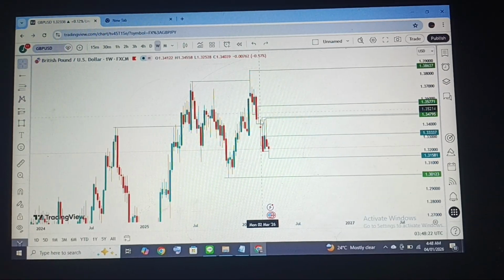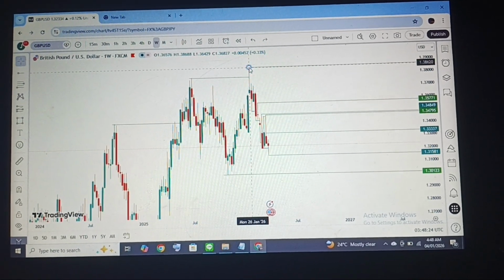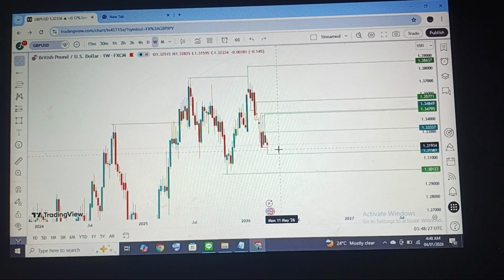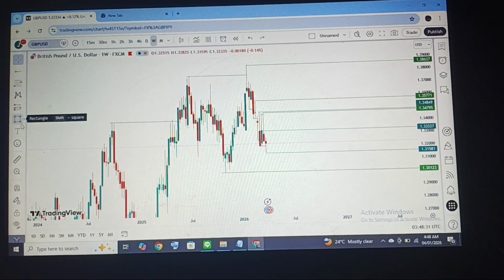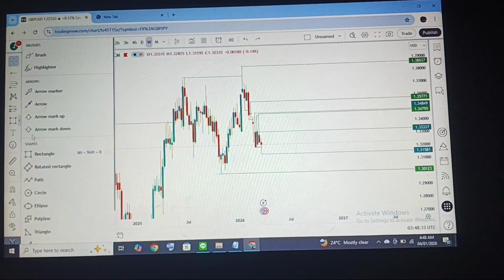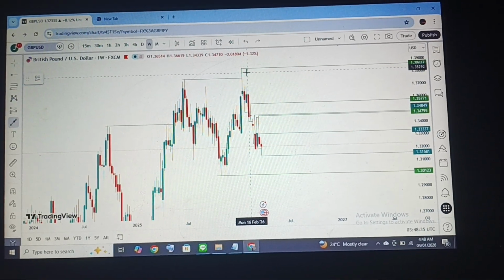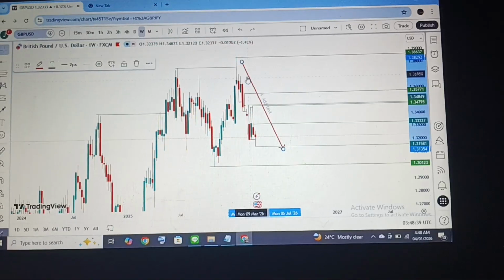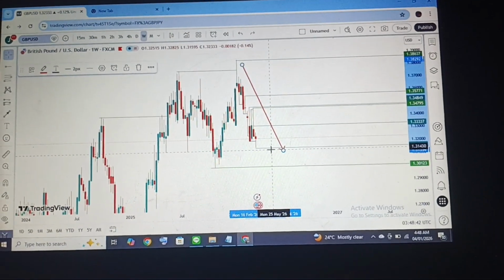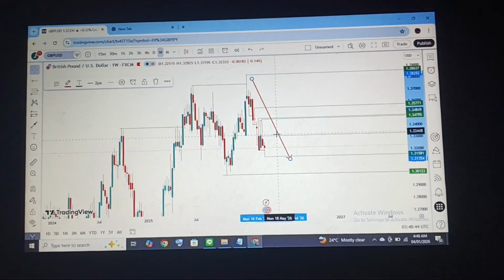So if you look at the weekly time frame, you can see this bearish push to the downside. Altogether, you can see a clear linear push to the downside. So what I can tell here is the market is pushing to the downside, so the momentum of the market is on a downtrend.